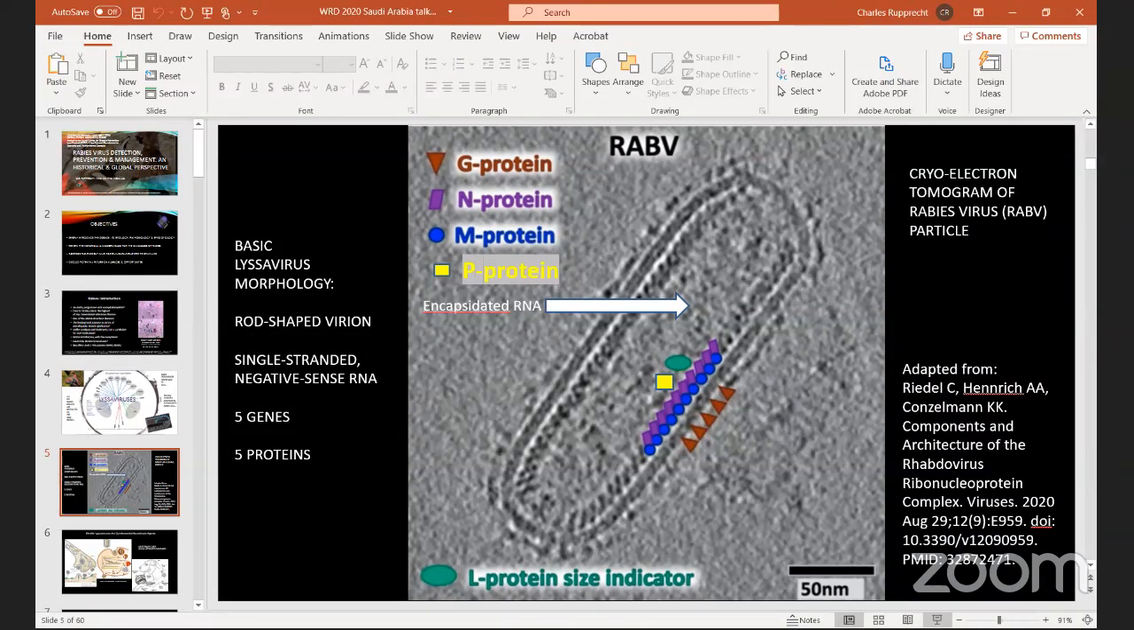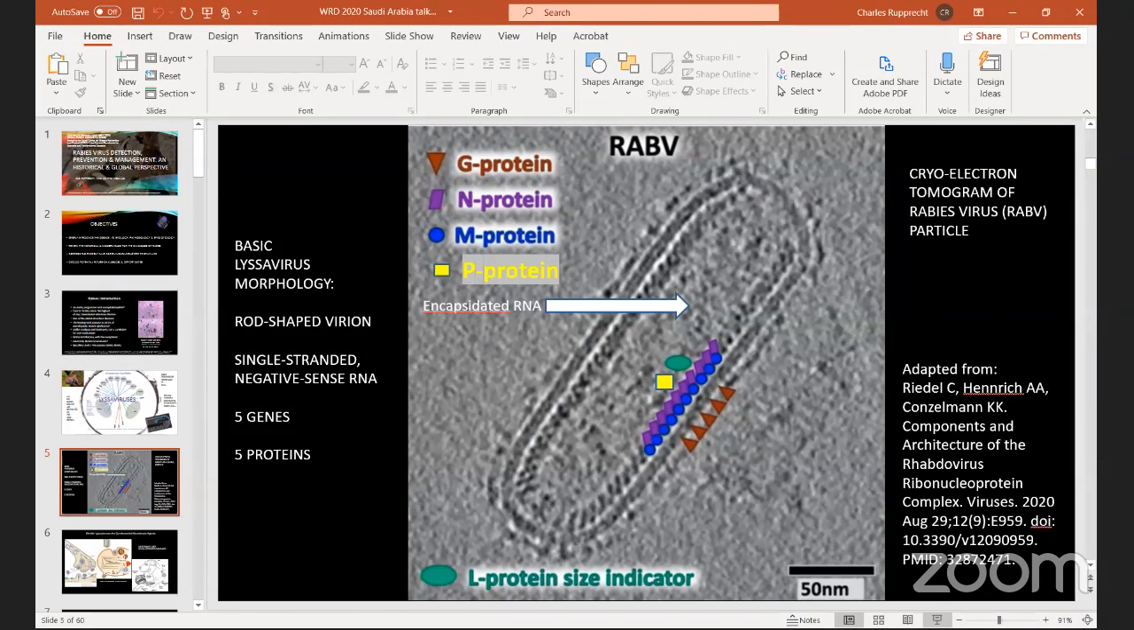You can see those glycoprotein-like spikes marked in red. The matrix protein binds that inner nucleocapsid across the membrane to the outer glycoprotein. And there's also the nucleoprotein, which helps protect and encapsulate the RNA. And there's a phosphoprotein as well as a very large RNA polymerase that's necessary for viral replication.